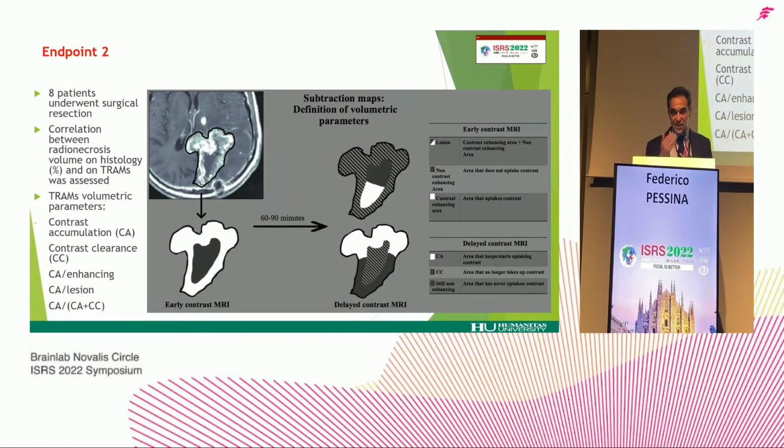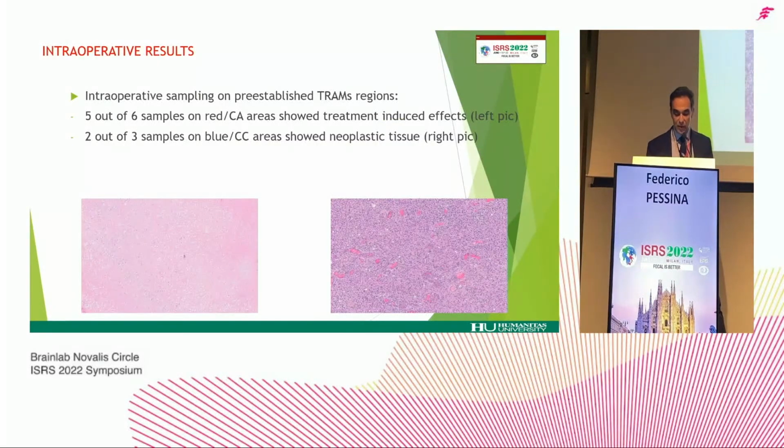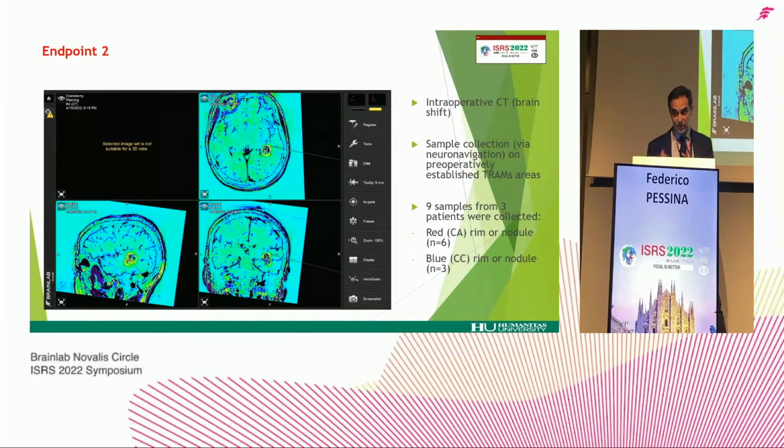In fact, we decided to perform another, further study only on 8 patients that underwent surgical resection, performing a correlation between radiation necrosis volume on histology and on the TRAMS map, employing all the volumetric parameters that we described. Once we were able to reconstruct the TRAMS map, we had the patient in the operative room, and we fused the image of the TRAMS map with the preoperative CT and preoperative MRI.